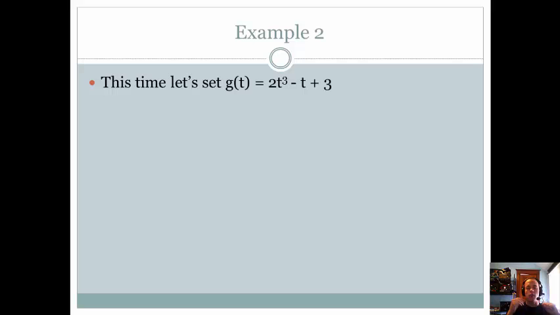So now we're going to try a different one. We're going to see what happens when our non-homogeneous term g of t is equal to a polynomial function. In this case, a third degree polynomial function, 2t cubed minus t plus 3.